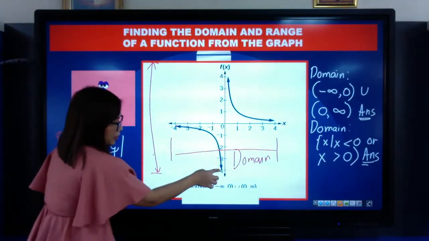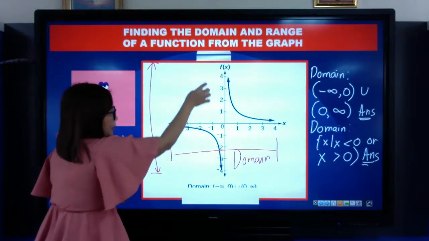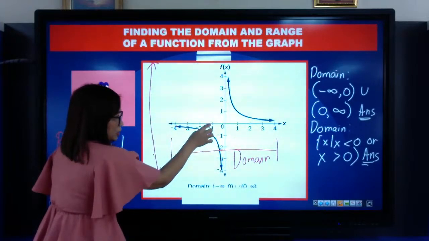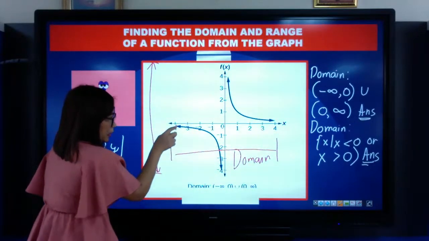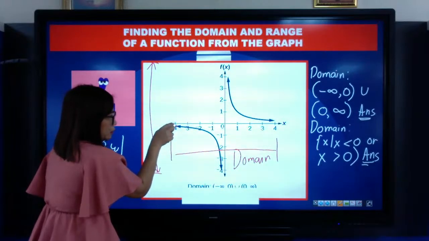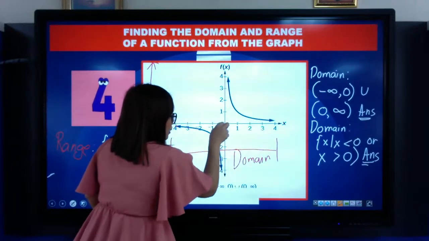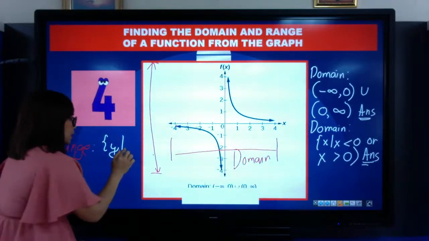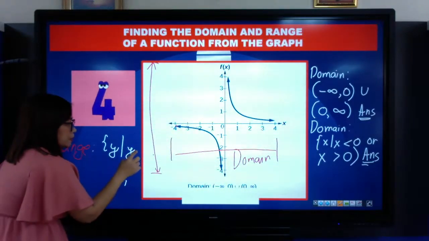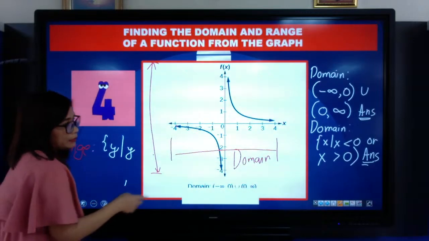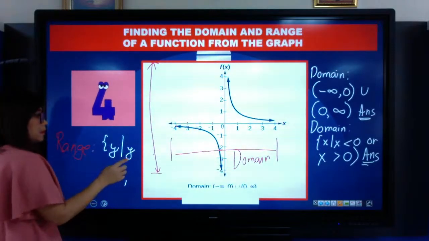So it goes from here, goes up, up. But it does not touch 0. It will not touch 0. From here go up. It will get closer but will not touch. How about here? It gets closer to 0 here, but it will not touch. So y is less, what is it? How do you write it? Y is less than what?